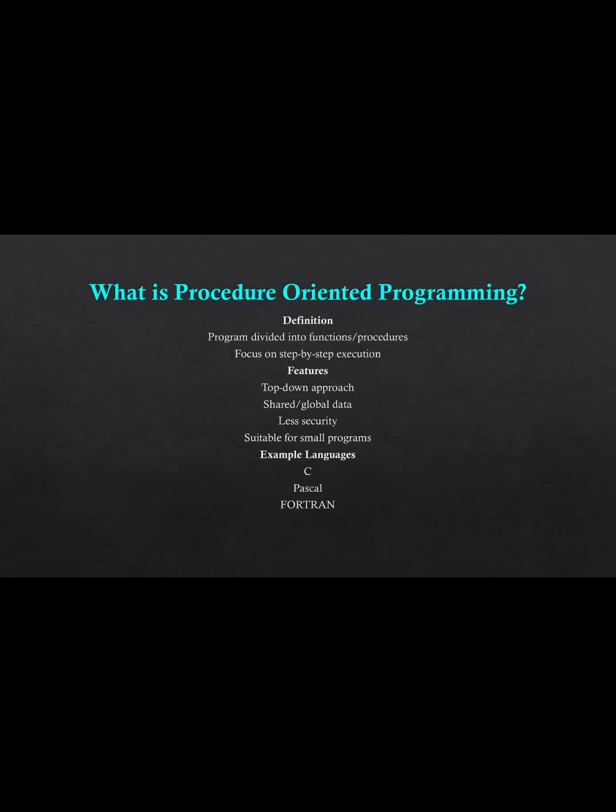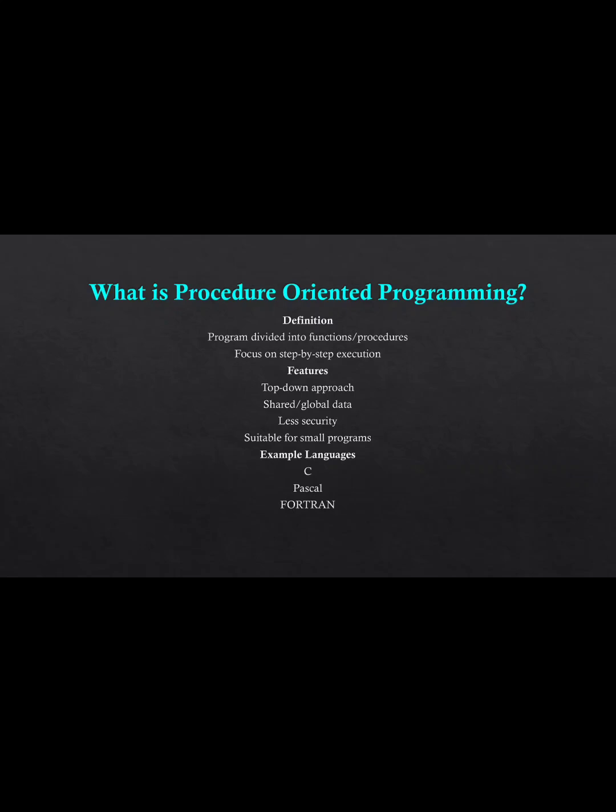Procedure in programming terms can also be called functions. So, in procedure oriented programming, the program is divided into functions or procedures. That is, there will be a step by step, one by one execution. Now, what are the features of this programming style? First is top down approach. Second is shared or global data. Third is less security. Now, let me tell you the main thing, shared or global data.